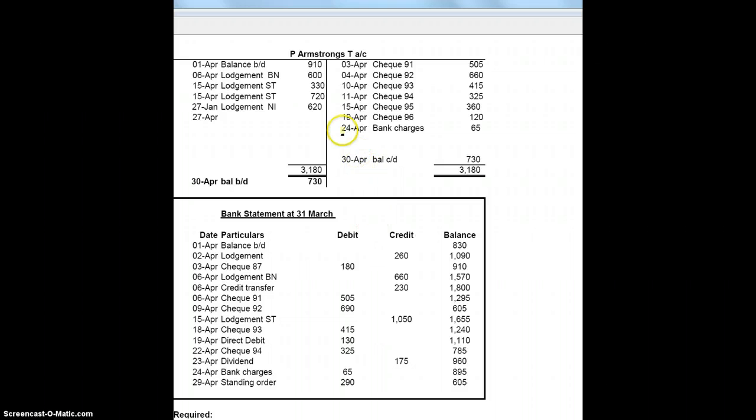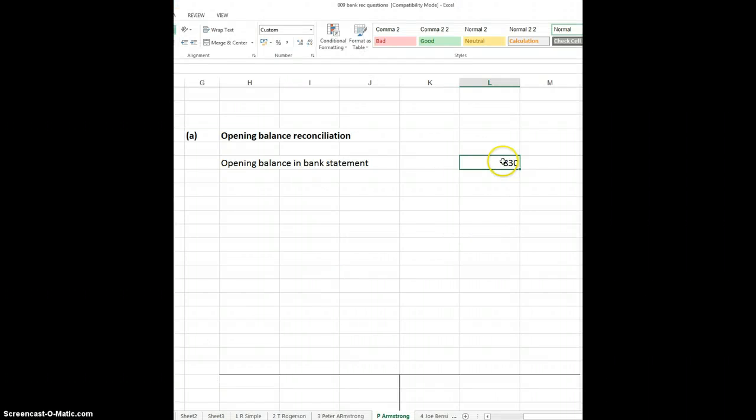So here we have the T accounts. That's the opening balance in the bank T account or the cash book, and this is the opening balance here in the bank statement, and you can see they're different, 830 versus 910, so we have to reconcile them. So it always follows the same format. You start with the balance as per the bank statement, which here is €830, and we put that in. Write that down, your opening balance for bank statement.